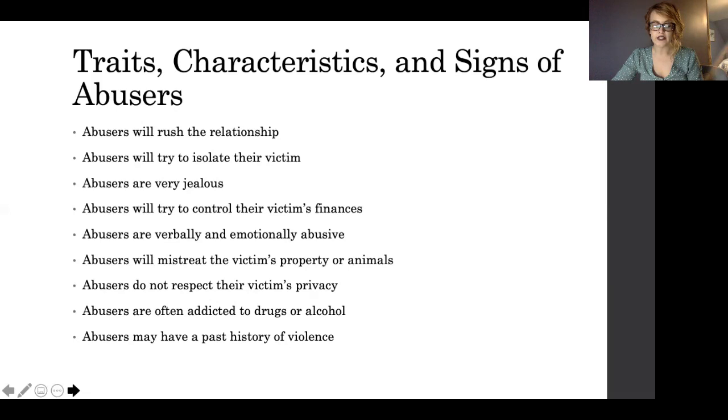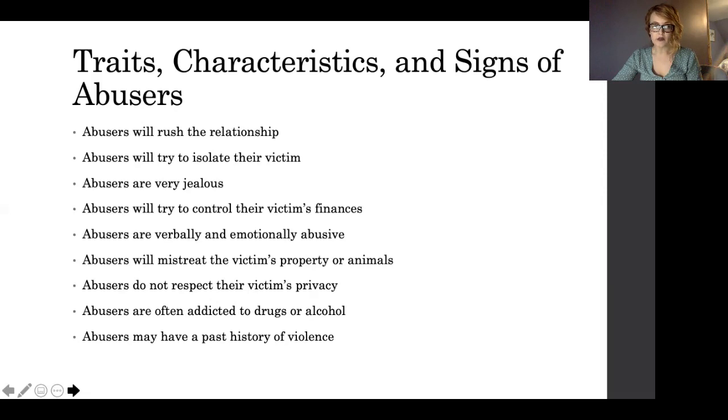The eighth sign is abusers are often addicted to drugs or alcohol. Drug and alcohol abuse may not always be the direct cause of domestic violence, but they do go hand in hand. The abuser may blame their violent or abusive behavior on either the drugs or alcohol.